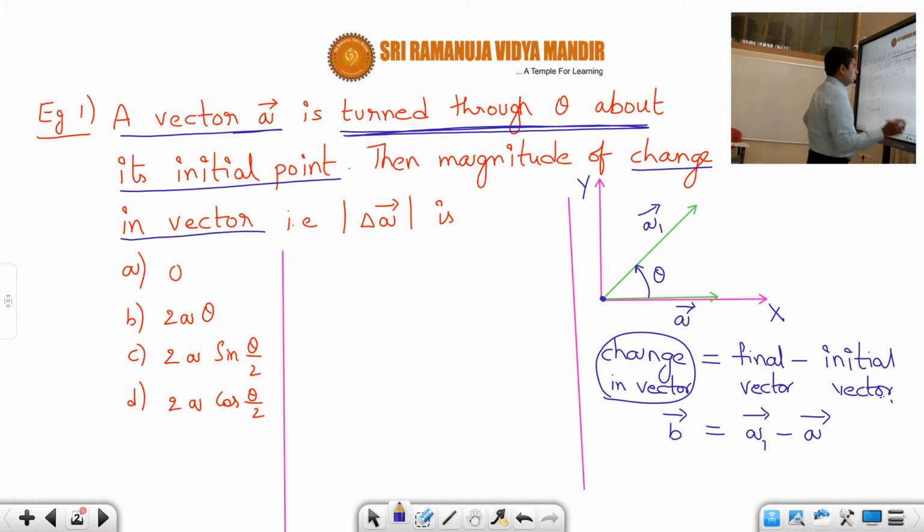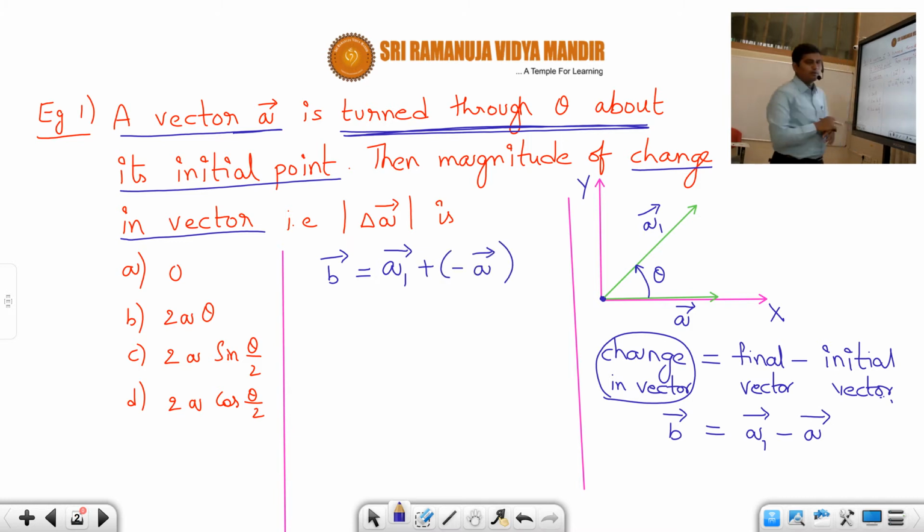Now this B vector can be written as the A1 vector plus of minus A vector, students. Is it correct or not? Whenever we have to subtract two vectors, we should take it as the addition of the negative vector. Correct or not, students? So that means we have to add the A1 vector and minus A vector.